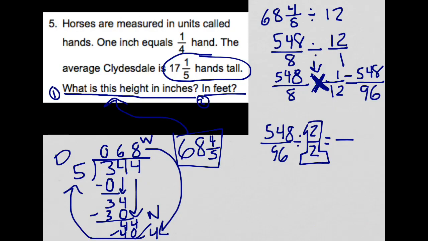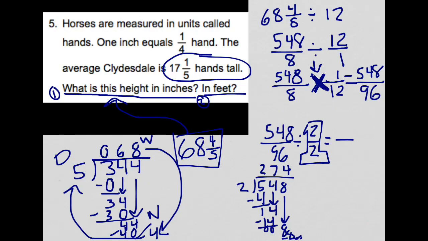548 divided by 2. 2 goes into 5 2 times. 2 times 2 is 4. 5 minus 4 is 1. Bring down the 4. 2 times 7 is 14. 14 minus 14 is 0. Bring down the 8. 2 times 4 is 8. 8 minus 8 is 0. So 548 divided by 2 is 274 over, and then 96 divided by 2 I already know is 48.